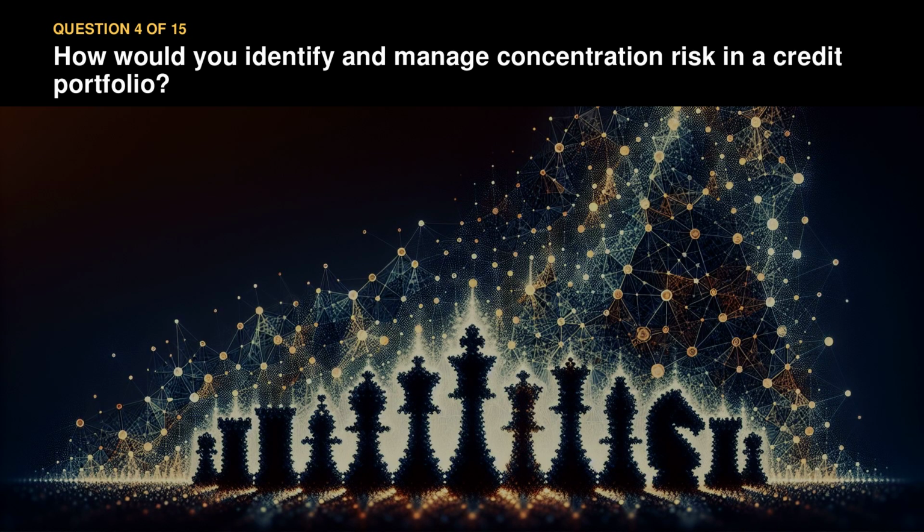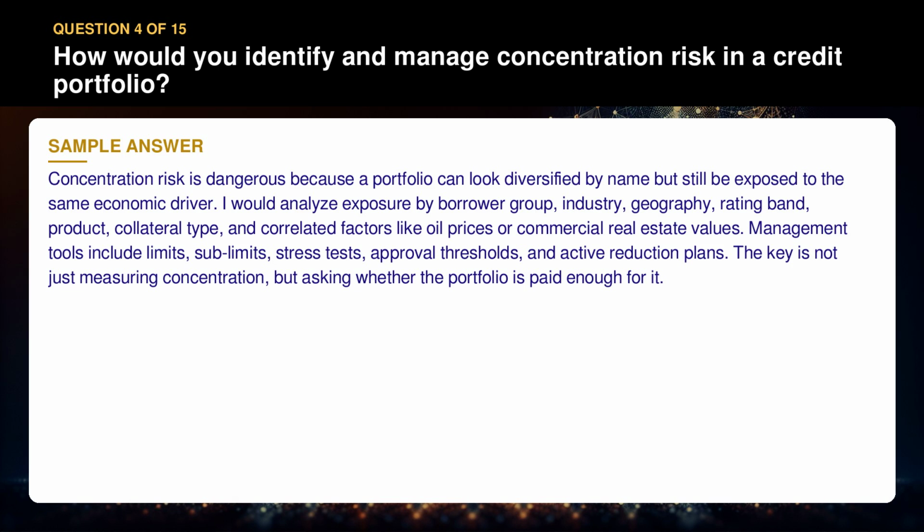Question 4. How would you identify and manage concentration risk in a credit portfolio? Concentration risk is dangerous because a portfolio can look diversified by name but still be exposed to the same economic driver. I would analyze exposure by borrower group, industry, geography, rating band, product, collateral type, and correlated factors like oil prices or commercial real estate values. Management tools include limits, sublimits, stress tests, approval thresholds, and active reduction plans. The key is not just measuring concentration, but asking whether the portfolio is paid enough for it.